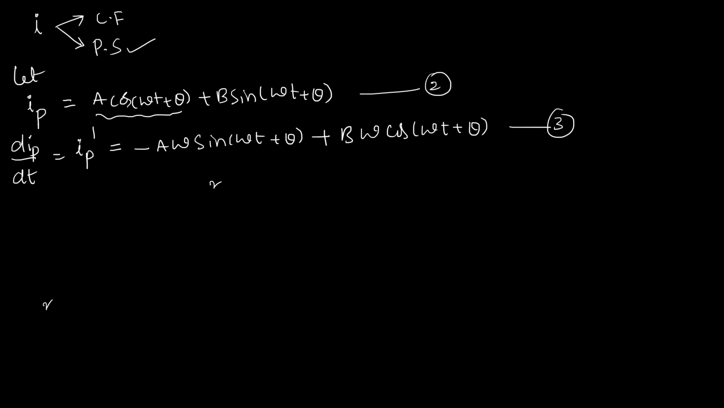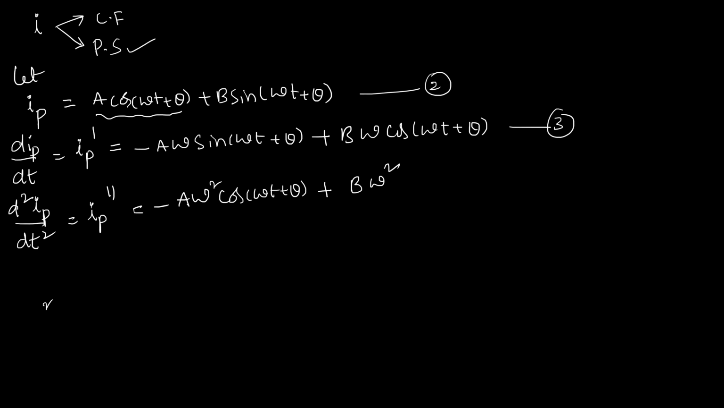Now take the other derivative also. The double derivative, d square ip by dt square, let us call it ip double prime. Do the derivative of the third equation. There you get minus a omega cos(omega t plus theta) plus b omega square. It's not plus b, keep minus here, because the derivative of cos is minus sine. So minus b omega square sine(omega t plus theta). Call it equation 4.